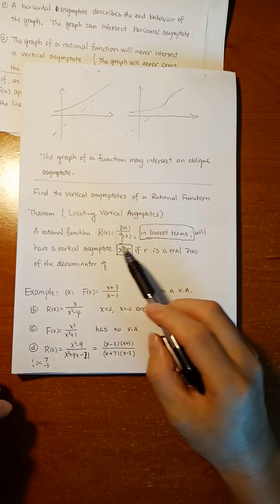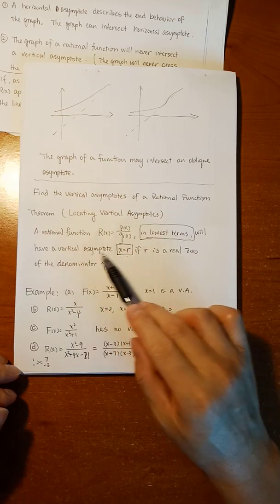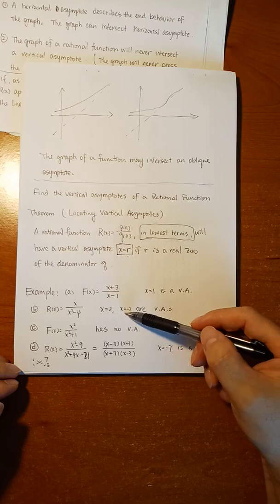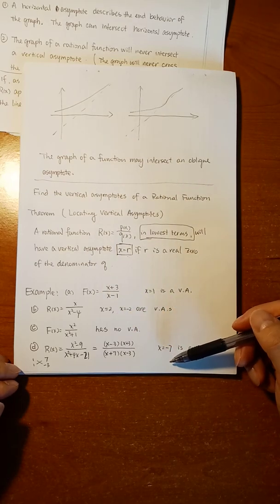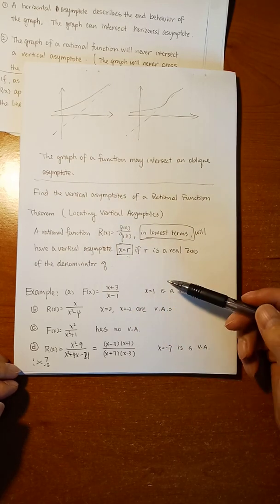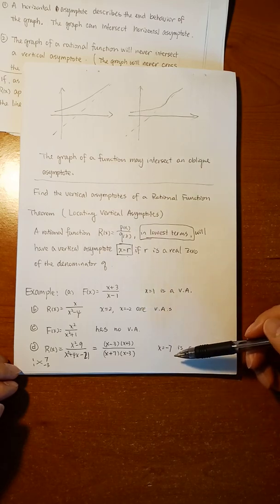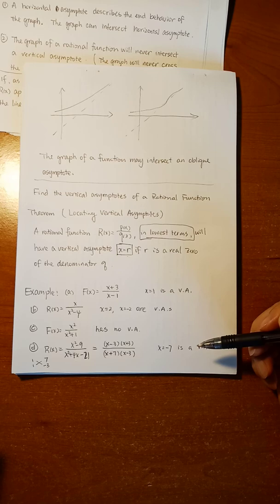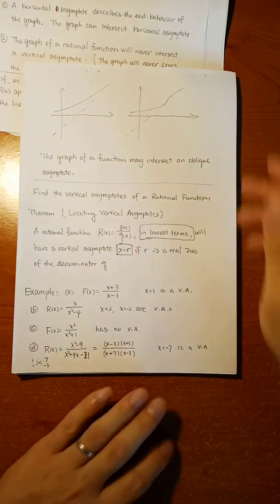Also, the formula of the vertical asymptote is x equal to r: x equal to 1, x equal to 2, x equal to negative 2, x equal to negative 7. It's not just 1, 2, negative 2, negative 7. It's not that way. So that's the example.